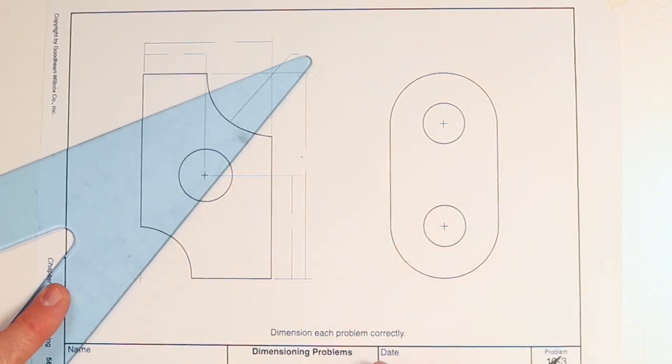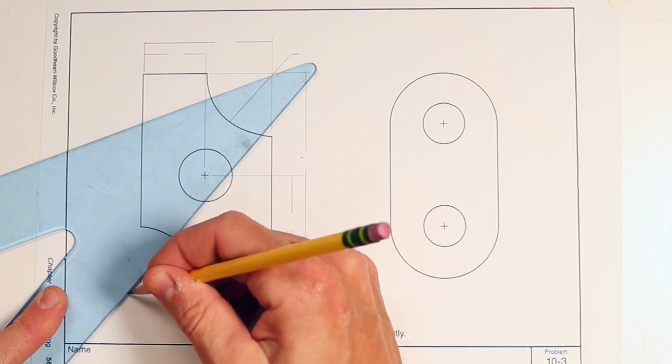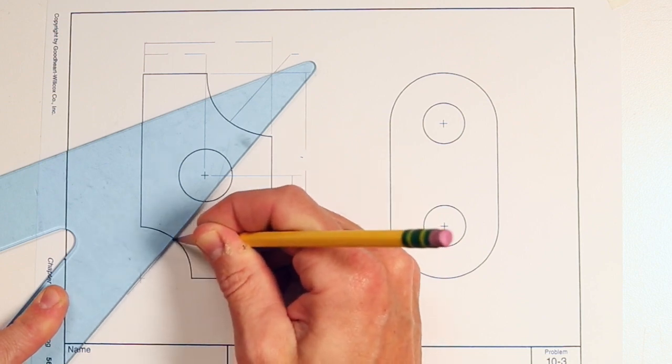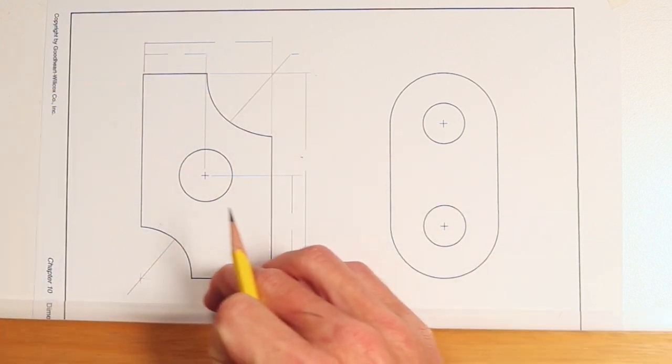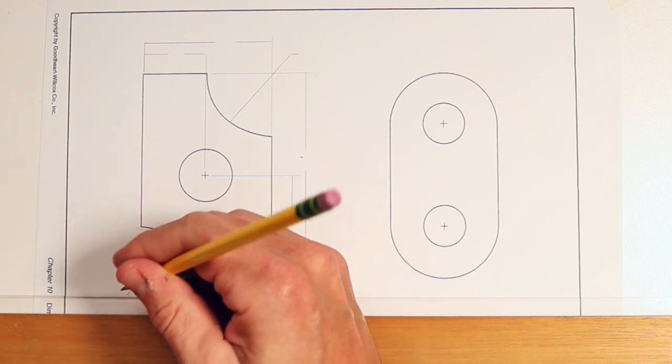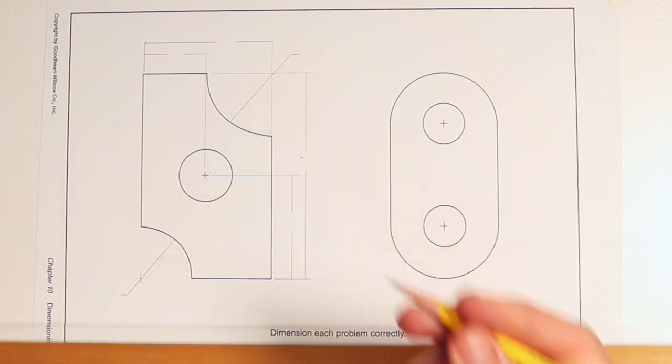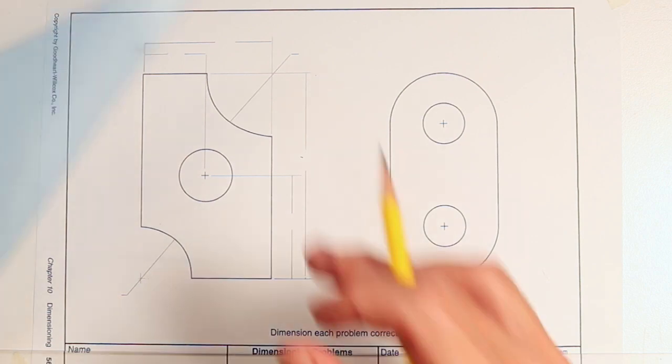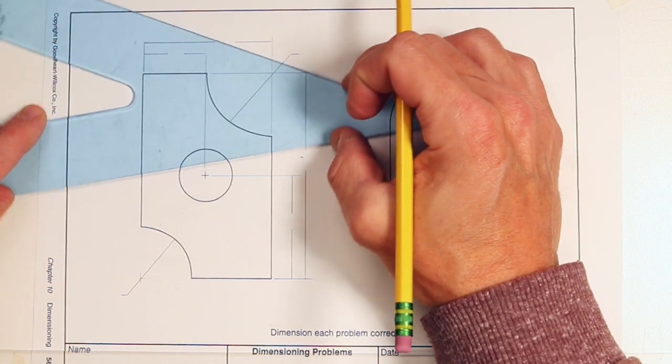And then draw my leader to the arc. And I'm going to make my shoulder go out the other direction. And lastly is the diameter. So remember, it should hit the bullseye.